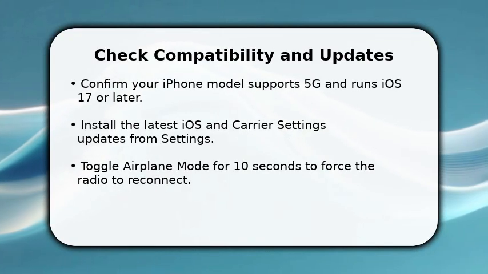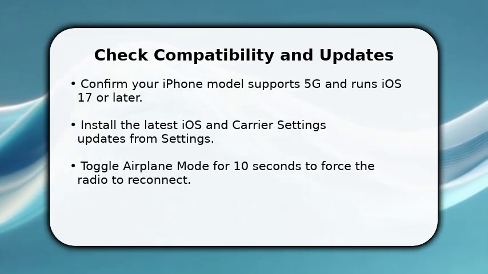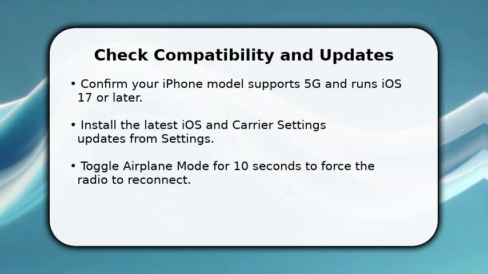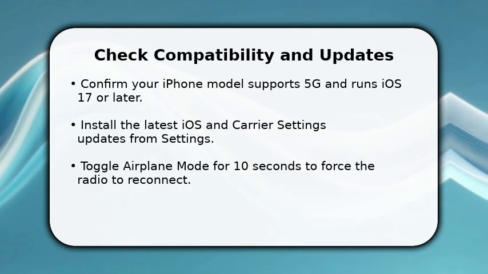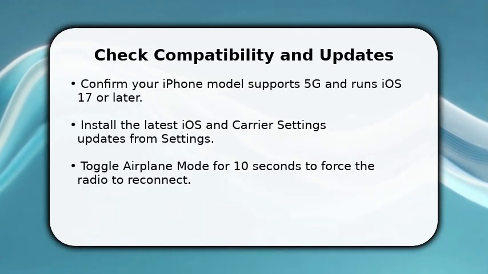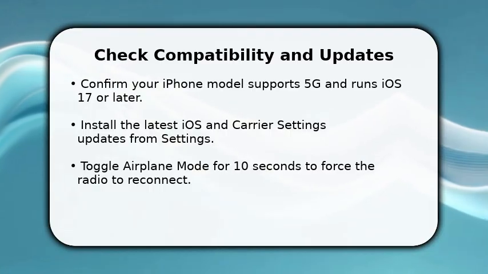First, confirm your iPhone model supports 5G and runs iOS 17 or later. Next, open Settings and install the latest iOS update now. After iOS, check Settings, General, About to install carrier settings updates. Restart your iPhone to apply updates and refresh radios.